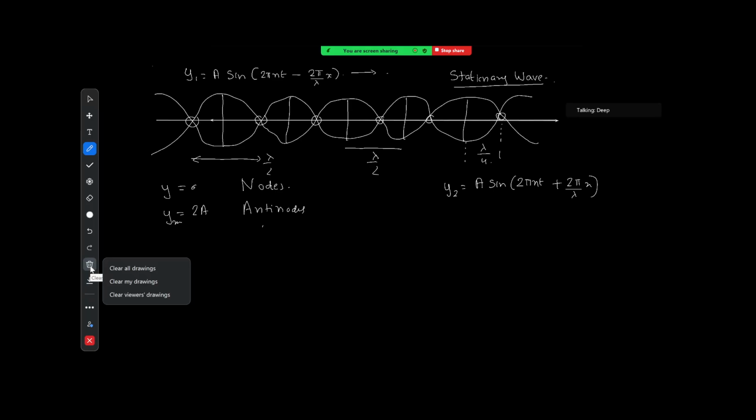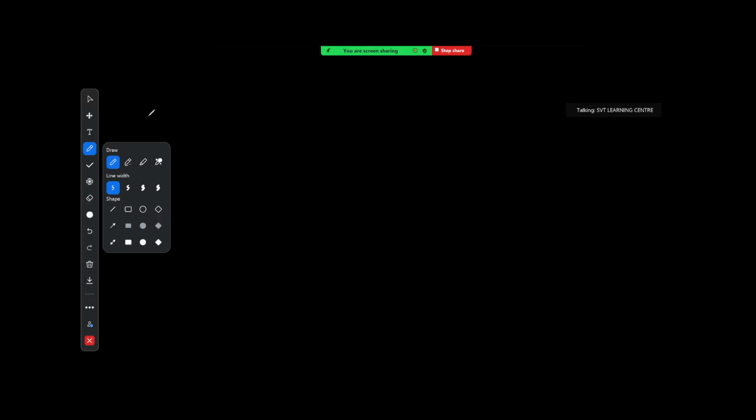Okay, now let's look at the mathematical part of what we have done. So we have two waves. What is our y1 equal to? y1 is what we have written as the displacement equation. y1 is equal to A sine, in the bracket we have 2 pi n t, then minus 2 pi divided by lambda into x.